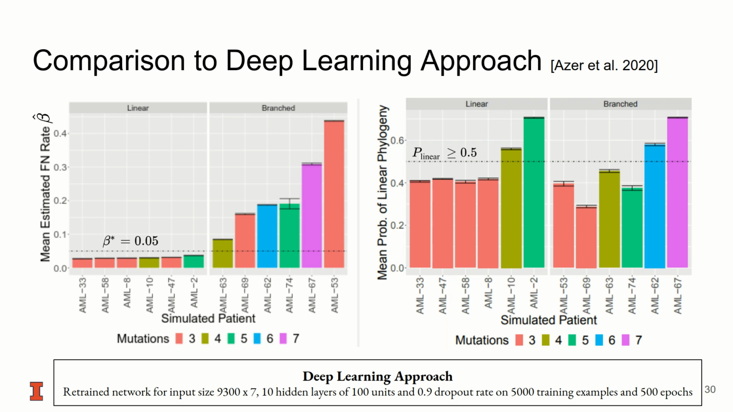I just want to point out, they formulate the problem as a classification problem. So their neural network outputs the probability that the topology is linear. And so we use a cutoff of 0.5 for classifying a new instance as having a linear topology. As you can see, for the linear patients, it only correctly classified 2 out of the 6 patients. And for patients having a branched evolution, it correctly classified 4 out of the 6 as having branched evolution.